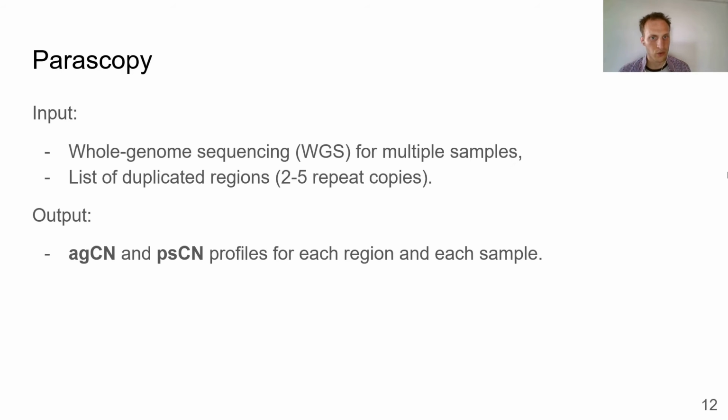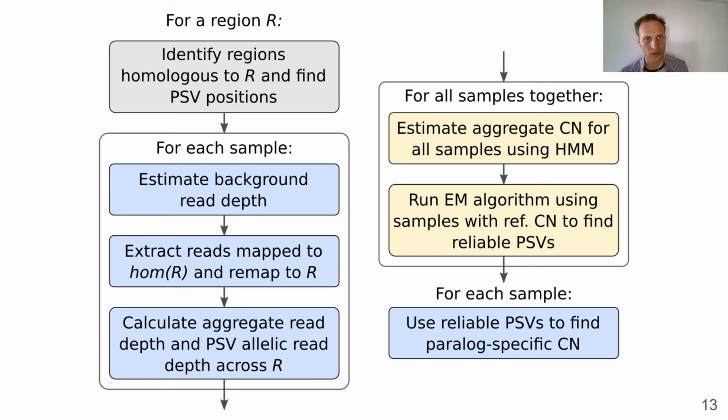We would like to present you a tool, Parascopy. It takes whole genome sequencing for multiple samples as input and also a list of regions of interest. For each region, Parascopy will find aggregate copy number and paralog-specific copy number profile. And here you can see a pipeline of the tool.